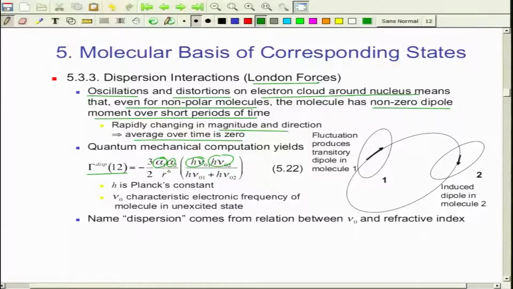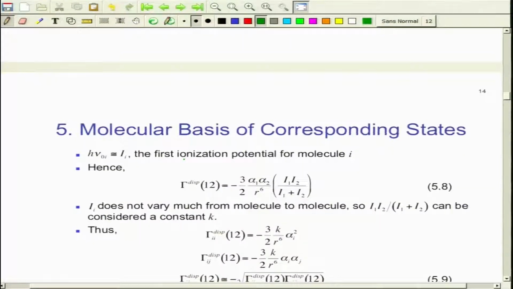So this is the amount to take out, the energy to take out from the ground state for individual molecules here. So how do we simplify this expression? We approximate this h nu by I, which is the first ionization potential for the molecule. Thus this expression turns out to be I1 I2 divided by I1 plus I2, and this is the polarizability.